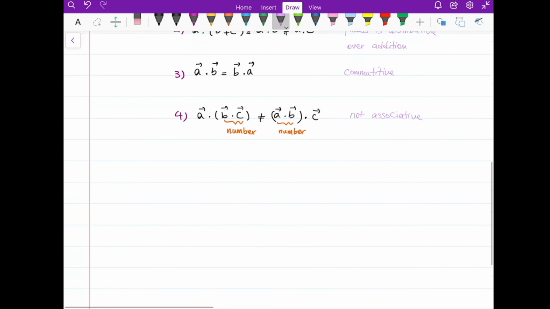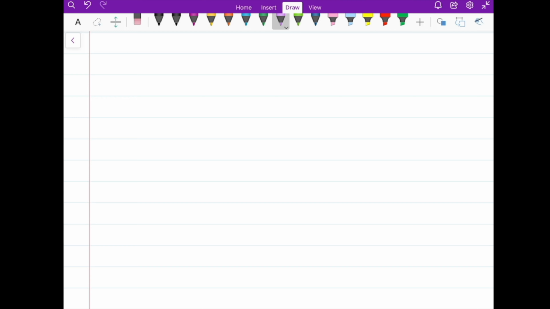Then let's talk about applications of dot products. The first one is to compute angles between two vectors.